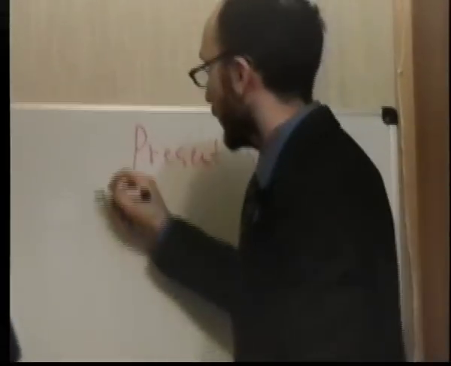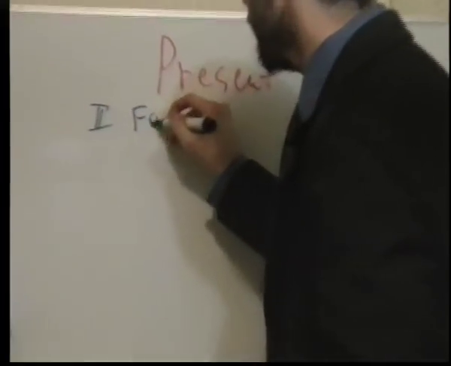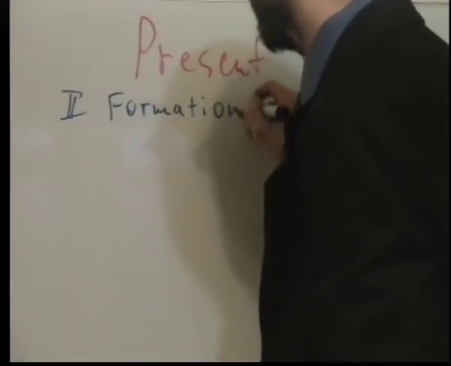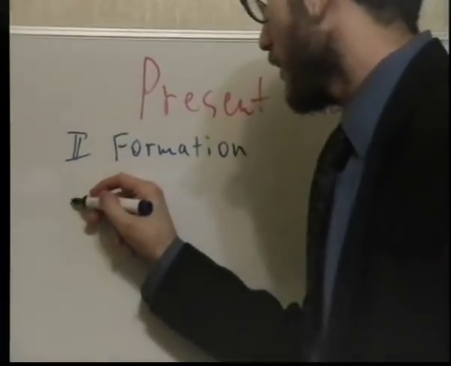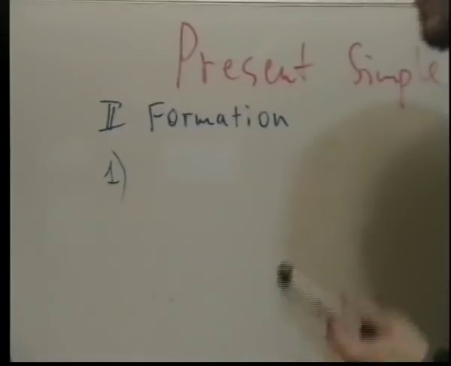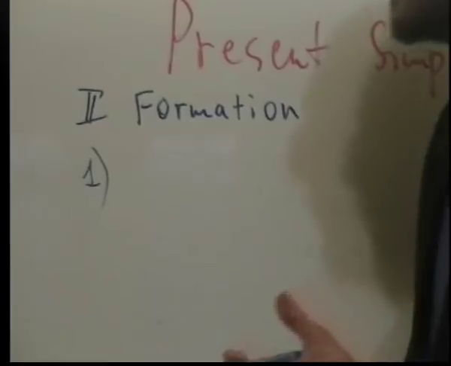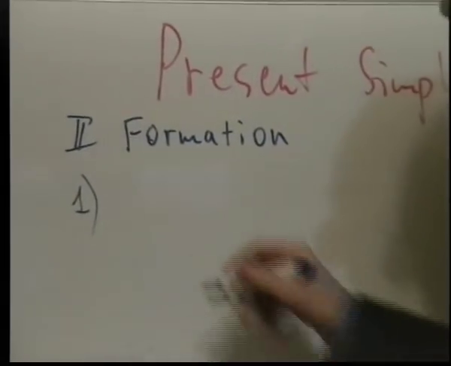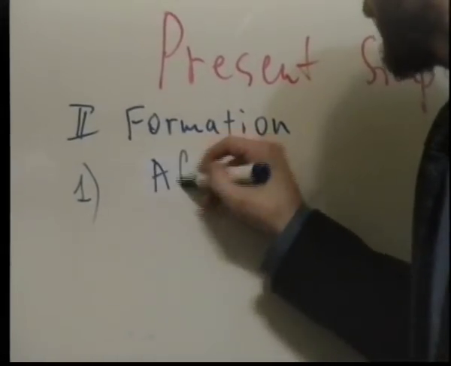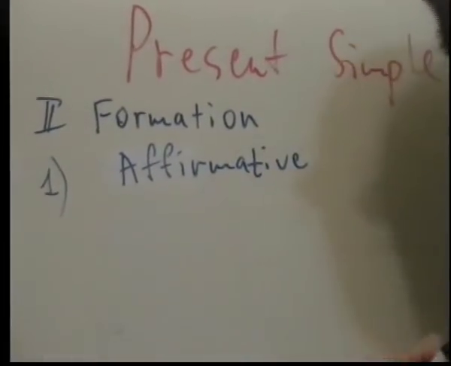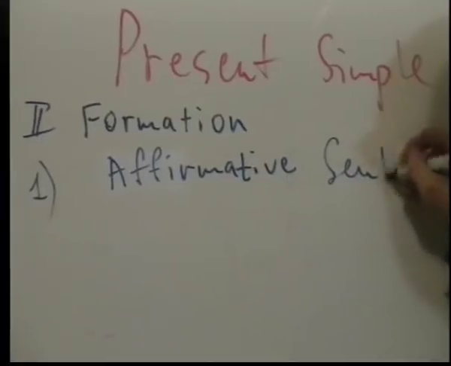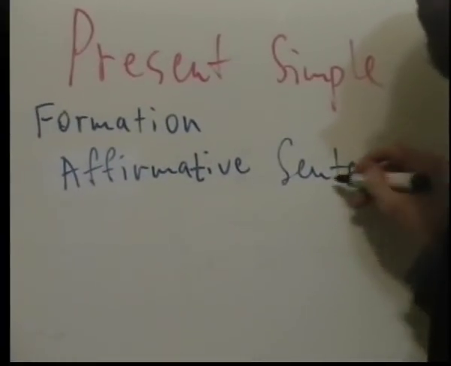Now let's have a look how we form present simple. Formation means in Russian образование. Как образовать? Formation of present simple. So we can find several structures of sentence. First of all, affirmative sentence. Affirmative sentence in Russian will be утвердительное, повествовательное предложение. Affirmative sentence.